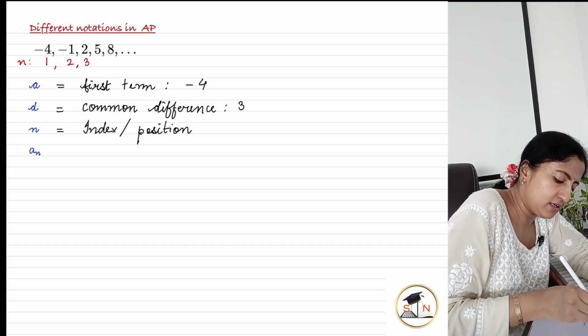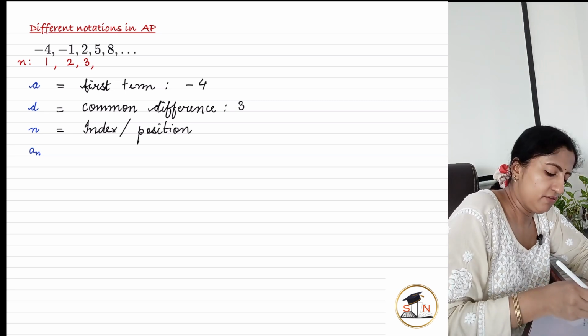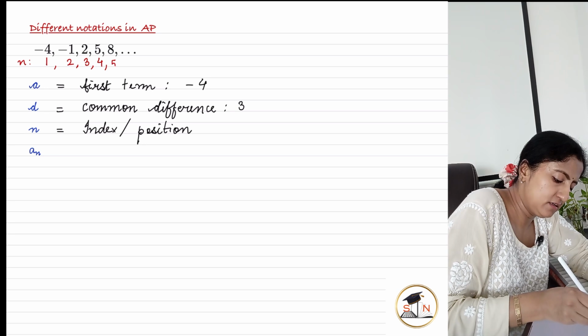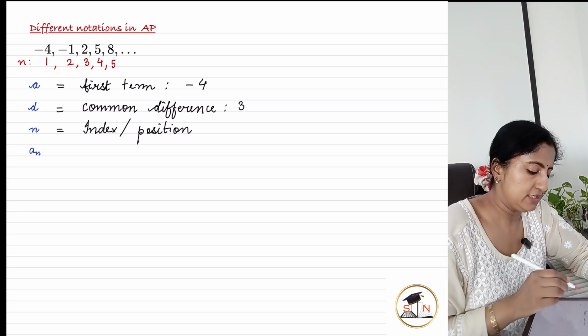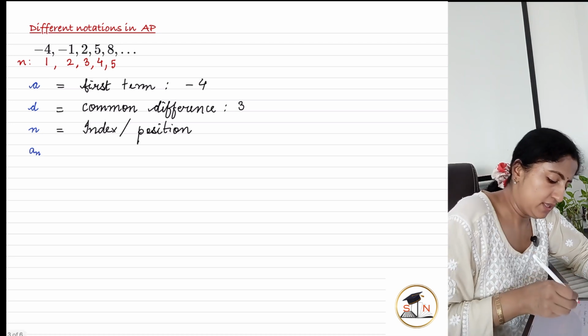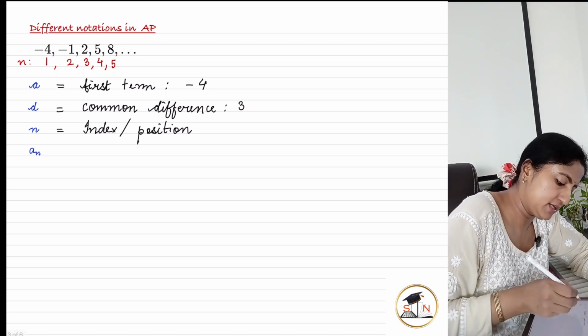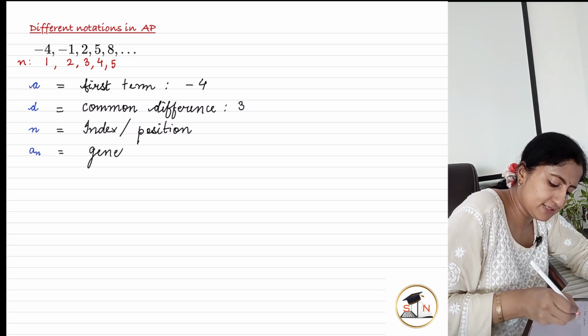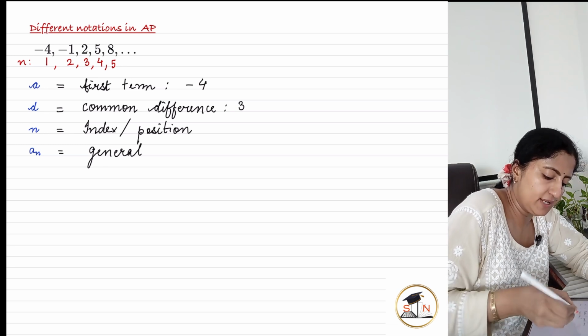So the value for n becomes 3. For 5, it is the fourth term. And 8, it is the fifth term. Okay. So that is how the value of n takes place. The last notation that I have written over here is an. This represents the general term, also called the nth term of an AP.